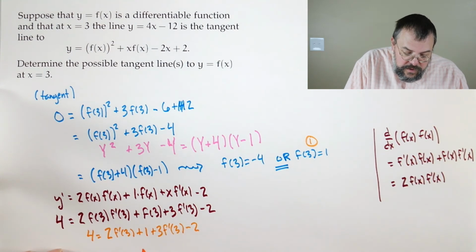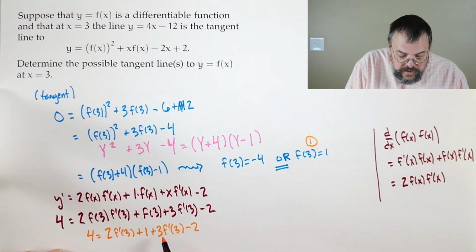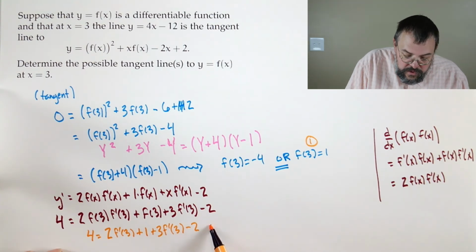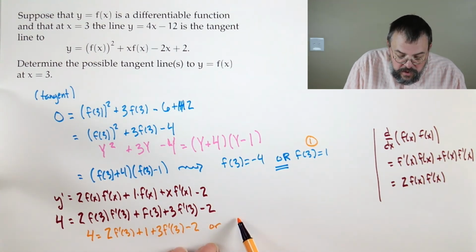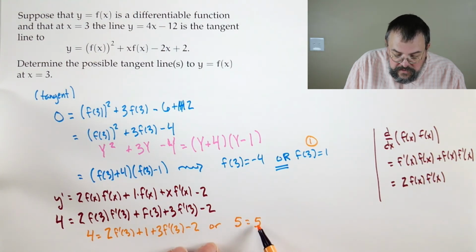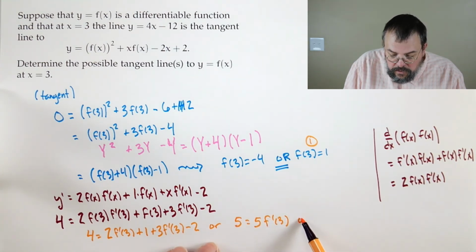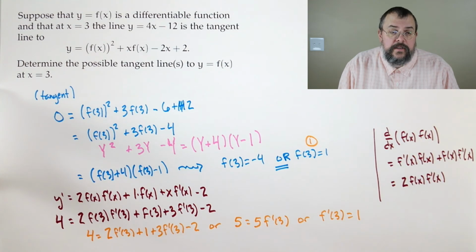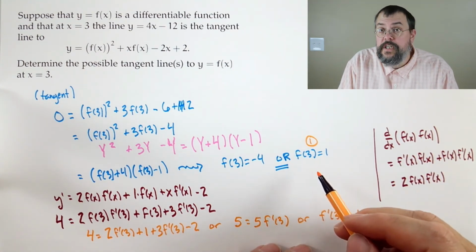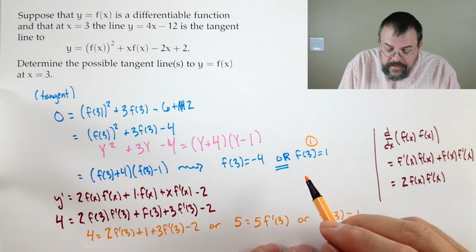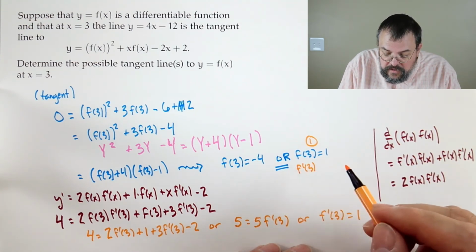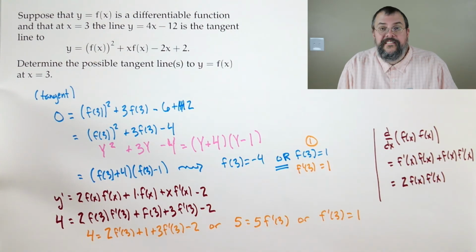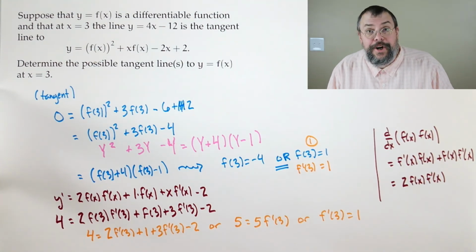Well, so we start putting things together. We're going to get 2 plus 3, which is 5. And here we have 1 minus 2, which is minus 1. In fact, we can move all of those to the other side. What we can get is 5 is equal to 5 f prime of 3, or f prime of 3 is 1. Okay, so if it's the case that f of 3 is 1, which it has to be one of these two things, then it's the case that f prime of 3 is also 1. Okay, so now we have that case explored.